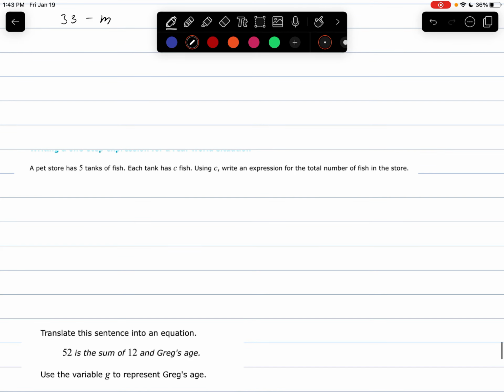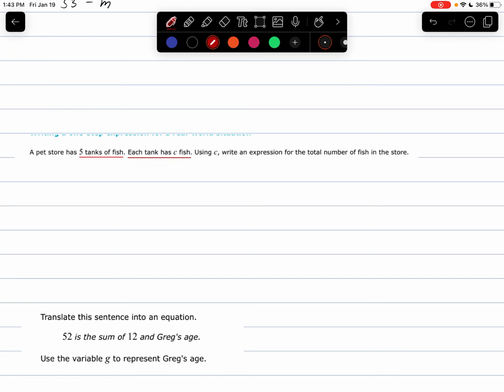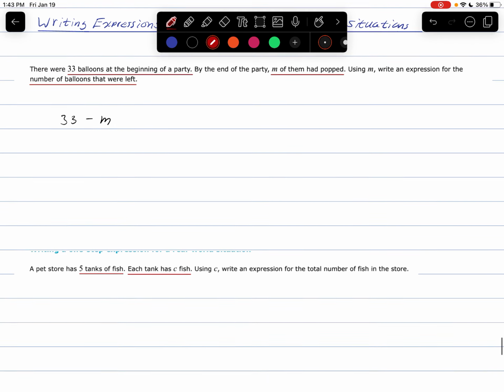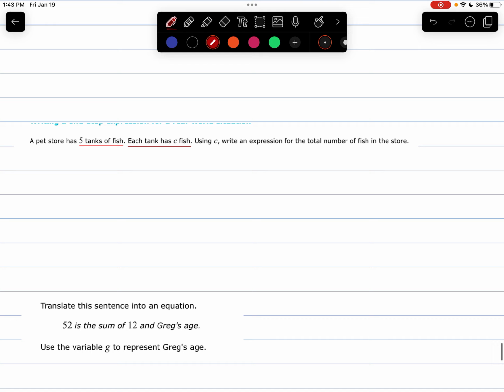Okay, let's look at another one. Here it says a pet store has 5 fish tanks. That would be something to underline. They have 5 tanks of fish, I guess I should say. And it says each tank has C fish. Okay, C being some number. Okay, it says write using C, write an expression for the total number of fish in the store. So this is another good example here. In the previous example, there were 33 balloons. That might not be the easiest thing to draw a picture of. Here it would be, okay?